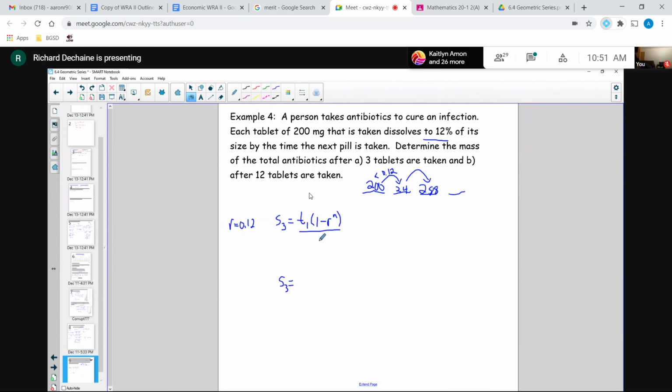Okay, so I'm putting it on the screen to help you here, Caitlin. We're using the same one, right? I have a T1, 200. I have an R, which is 0.12. And I have an N because I have a 3 here, so that tells me my N. So I have everything. T1 is 200. R is my rate of 0.12. N is the number of times I've taken pills, which is 3. I hope that helps you.